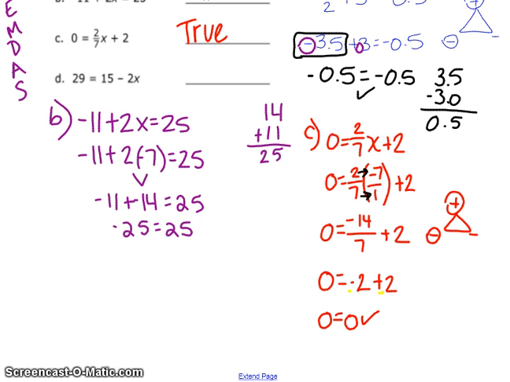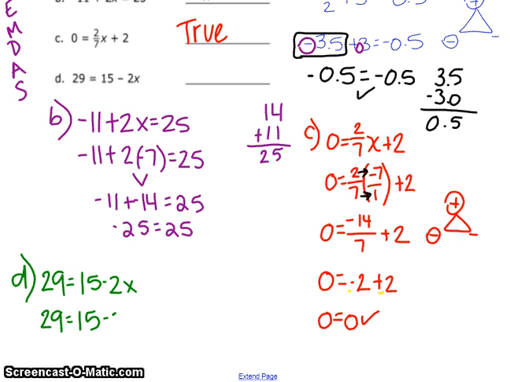Then I have the last one that we have to do, and so I have letter D. Letter D says 29 is equal to 15 minus 2x. So I'm still going to plug in that negative 7 into my x. So I have 29 is equal to 15 minus 2 times negative 7. So I bring everything else down, and I keep in mind that I want to multiply first. So I have negative 2 times negative 7, which gives me a positive 14.